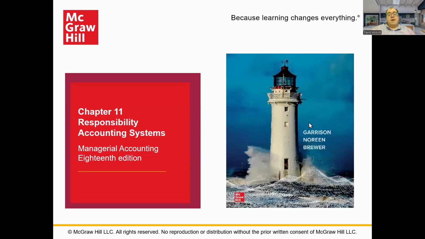explains how responsibility accounting systems, the return on investment or ROI, residual income, transfer pricing, and the allocation of service costs are used to help control decentralized organizations. Okay, so chapter 11 is responsibility accounting systems.